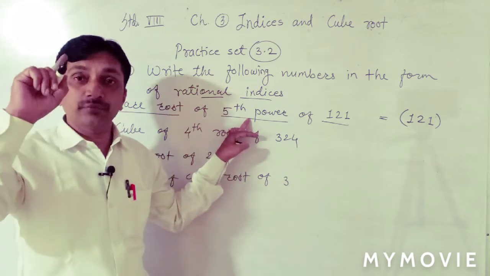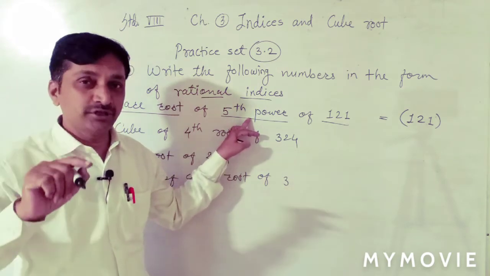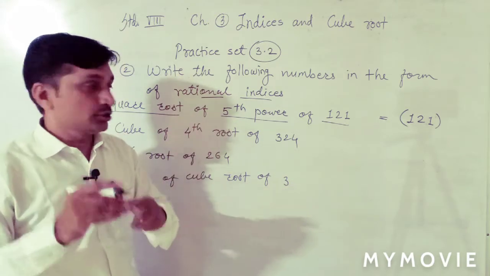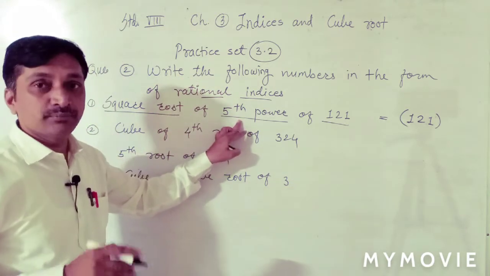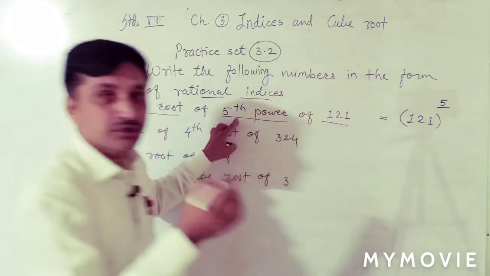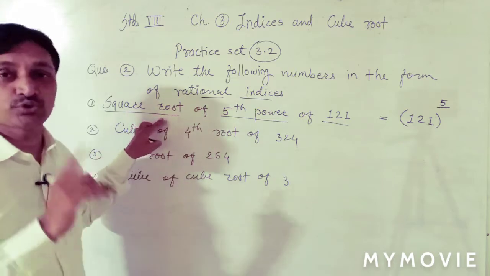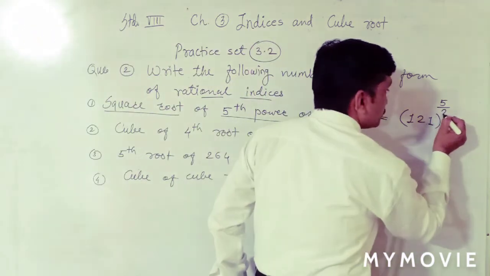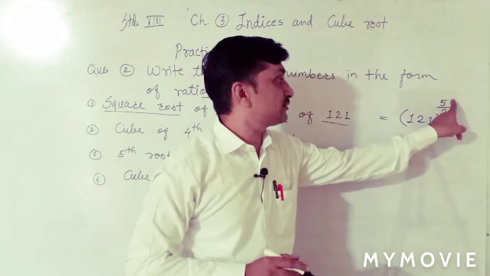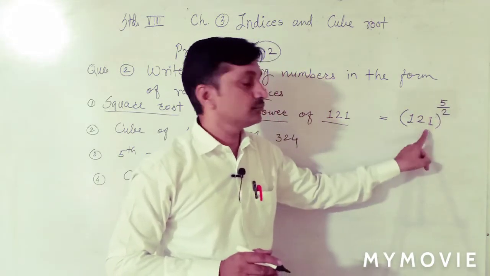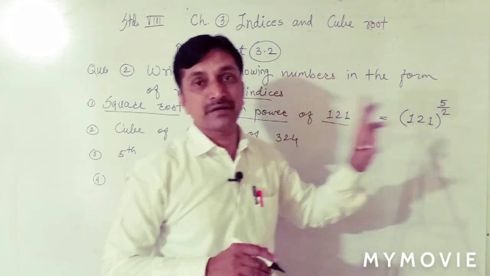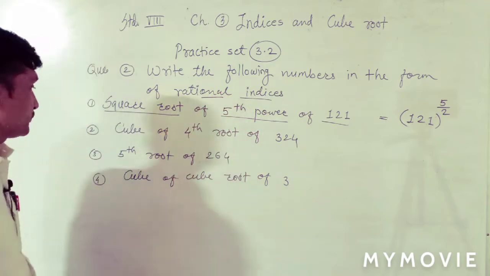We write the fifth power in the numerator, root in the denominator. Whatever: power in the numerator, root in the denominator. Now what is power? Fifth power means 5 in the numerator, 5 upon root in the denominator. What is root? Square root means 2. 5 upon 2. 121 raised to 5 upon 2, and it is read as fifth power of square root of 121 or square root of fifth power of 121. By two ways we can write this.